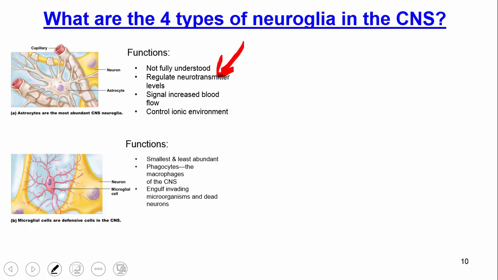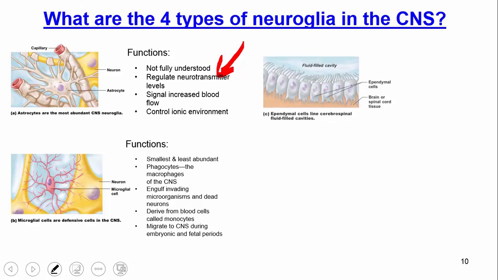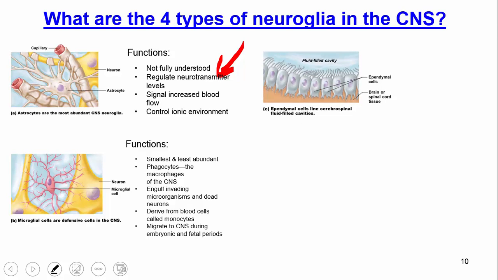What do they do? They engulf these microorganisms, right, and dead neurons, and they dispose of them. They're derived from blood cells called monocytes. So really they are the macrophages of the central nervous system. Okay, the next thing we want to talk about here is something called ependymal cells.